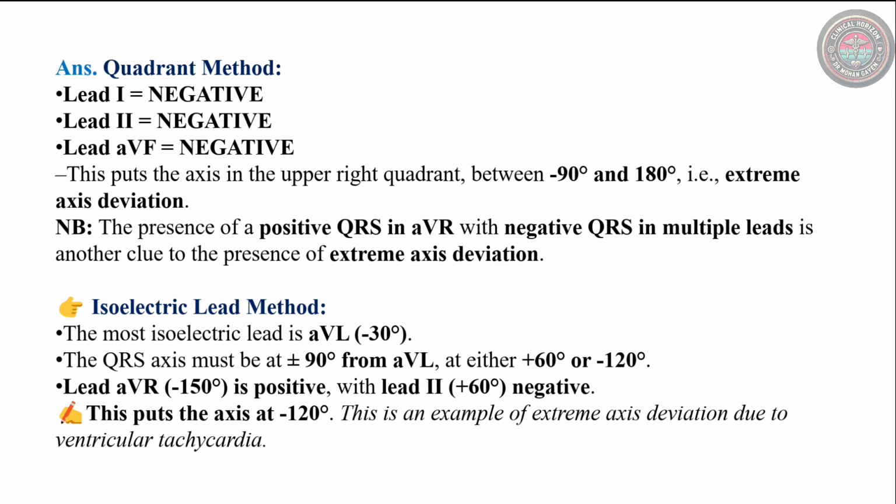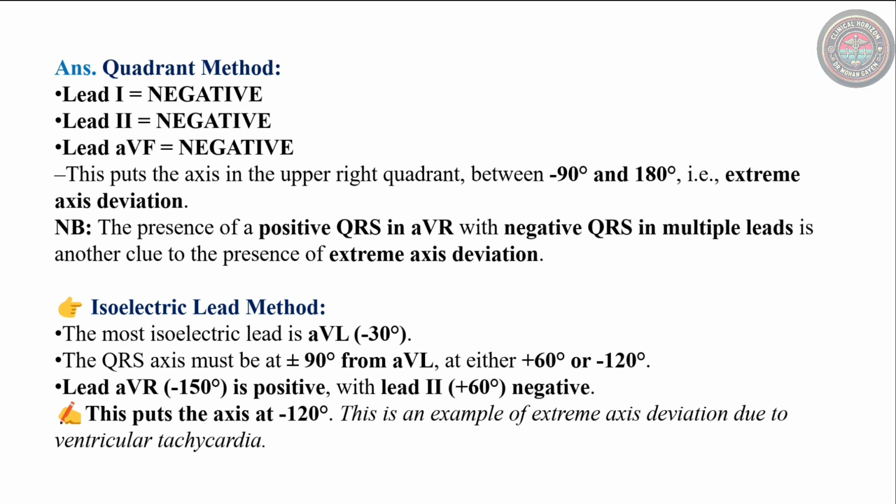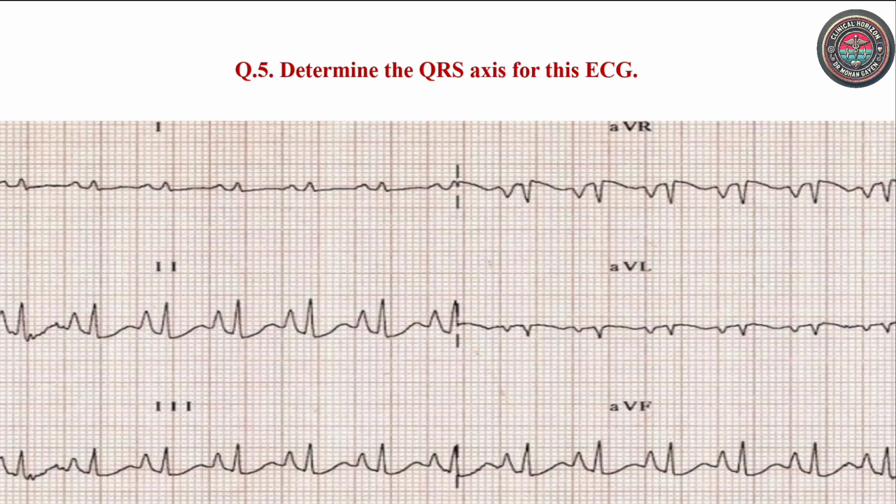Severe conduction abnormalities, such as hyperkalemia-induced changes or advanced heart disease. Extreme axis deviation is rare and often associated with serious cardiac pathology, requiring urgent clinical evaluation. Case 5. An ECG reveals lead 1 isoelectric, lead AVF positive. What is the precise cardiac axis?